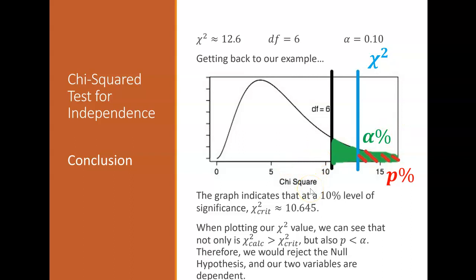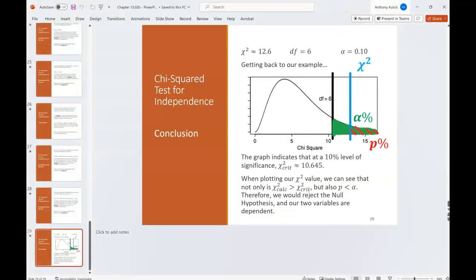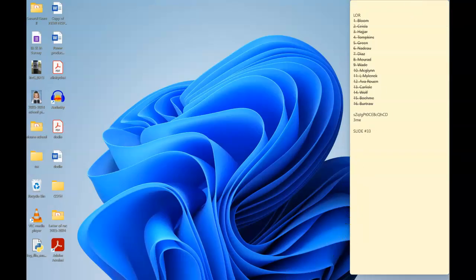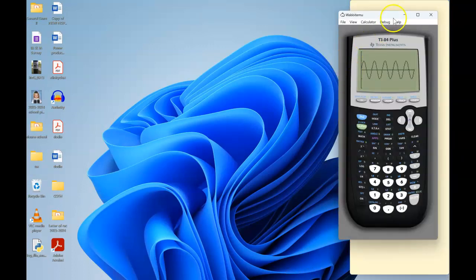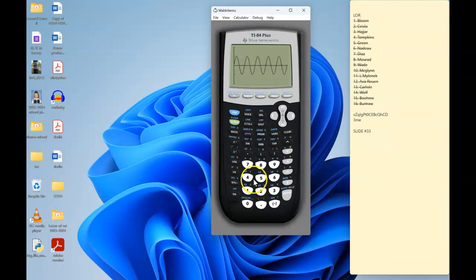So what should your question be at this point? Mr. Kulik, how do I do this on my calculator? Because we're not getting a p-value by hand unless you know a lot about calculus, and none of you want to know how to do the p-value by hand because it is a nightmare.